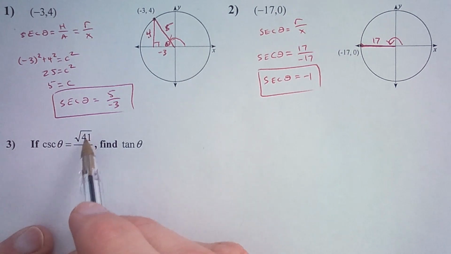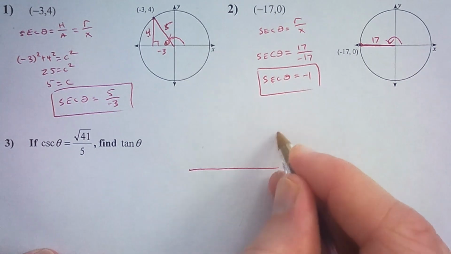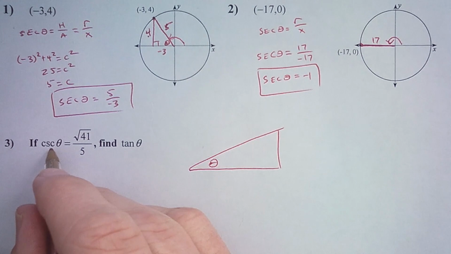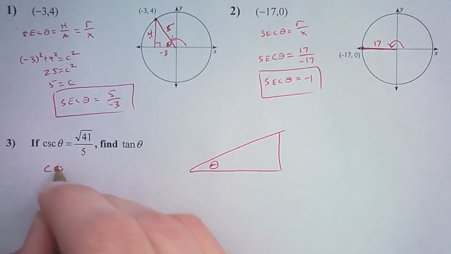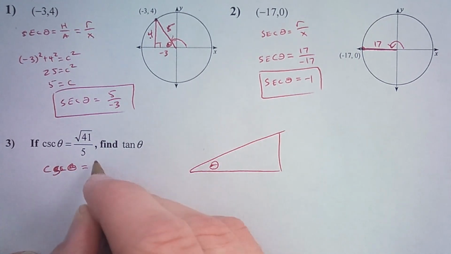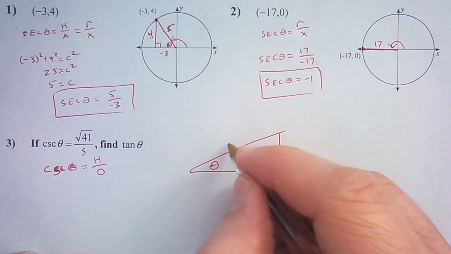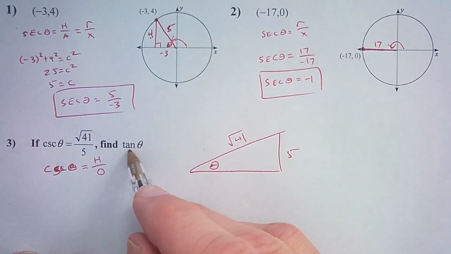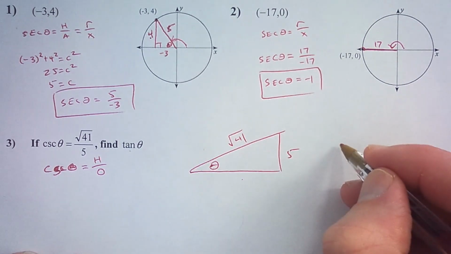And last, if cosecant theta is the square root of 41 over 5, find tangent theta. So let's draw a right triangle, and I'll put theta right here. Cosecant is the reciprocal of sine, so cosecant theta is equal to the hypotenuse over the opposite. Okay, so the hypotenuse is the square root of 41. The opposite is 5. And for tangent, we need opposite over adjacent. So we need to find this adjacent length.